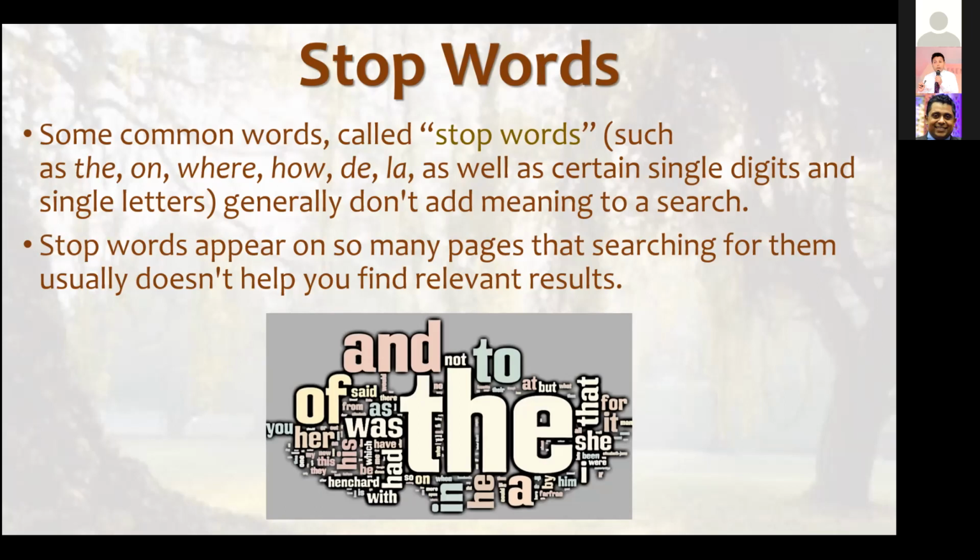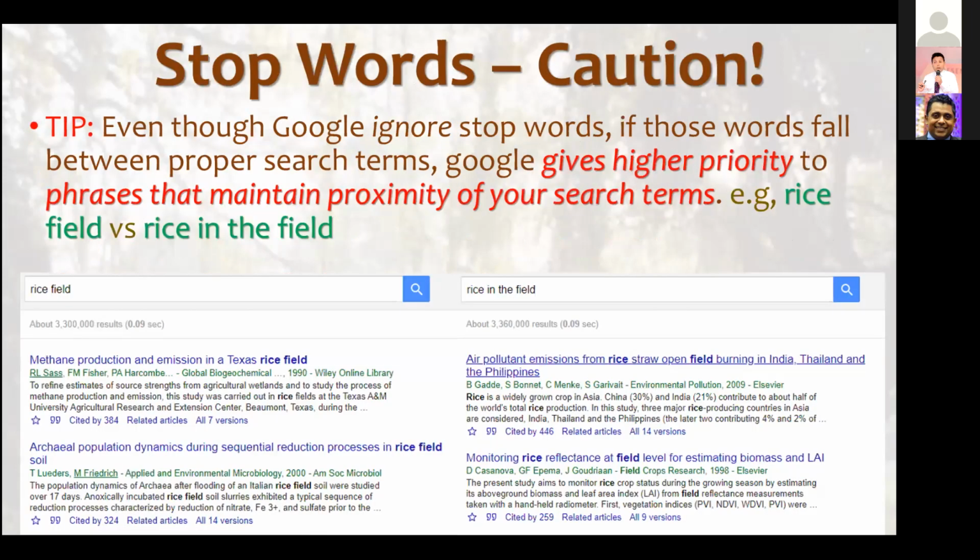But there's a word of caution, because it's not completely ignored, because in Google search, they give a value to the proximity of the terms. So, for example, if you search for a term like rice field and rice in the field, now you can see the result, two results here.